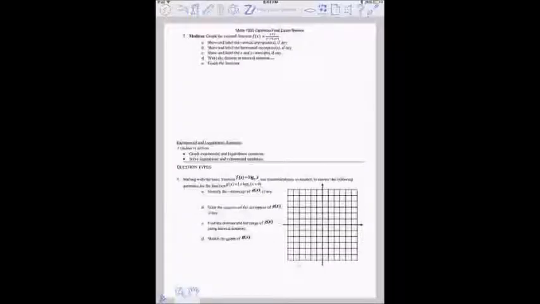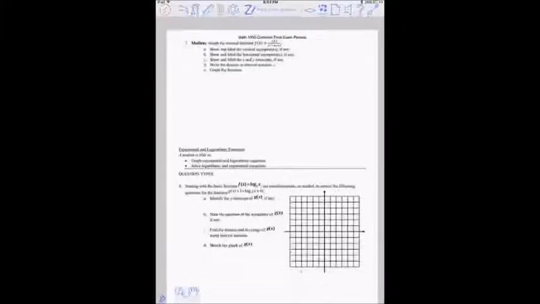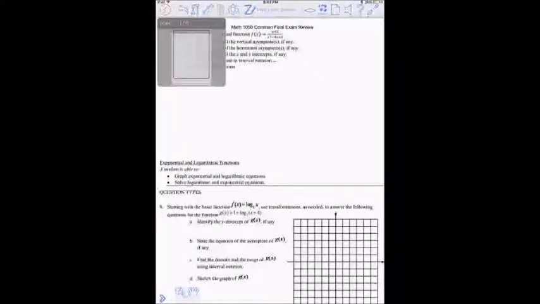Question 7 is from section 3.6, graphing rational functions. For part A, show and label the vertical asymptotes.